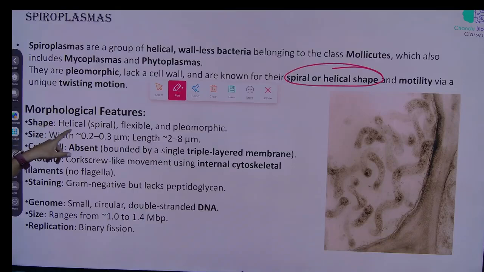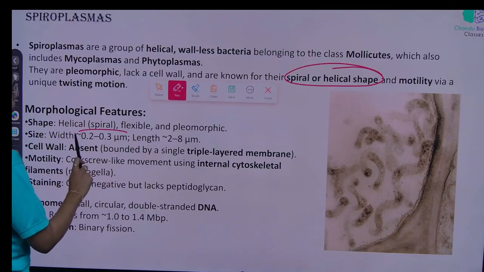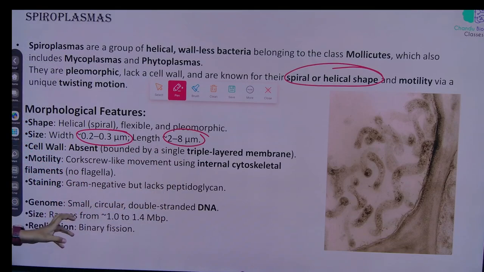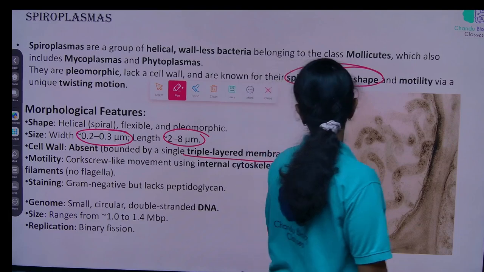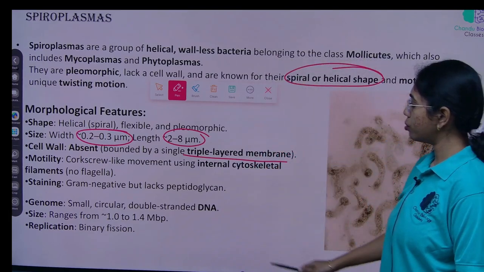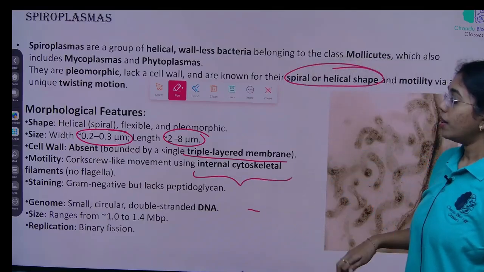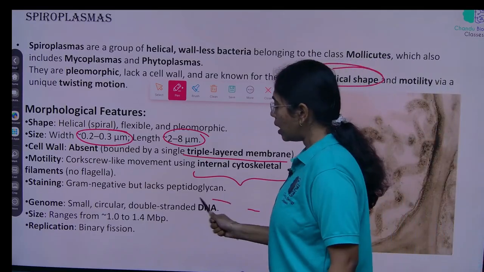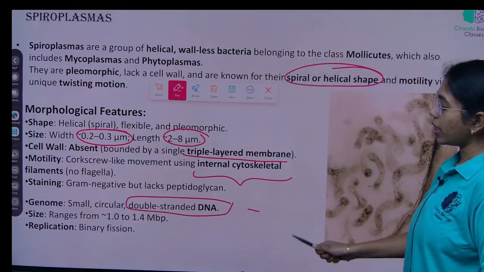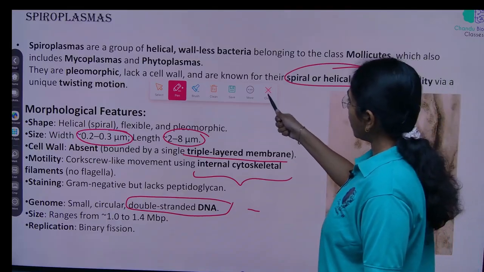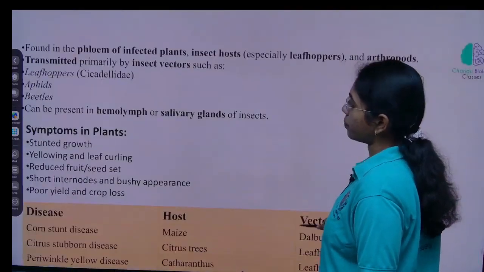Morphological features: shape is helical, flexible or pleomorphic, width is 0.2 to 0.3 micrometers, length is 2 to 8 micrometers. Cell wall is completely absent. It has a single 3-layered membrane, and corkscrew-like movement is shown, using internal cytoskeleton filaments. No flagella are present. Genome is small circular double stranded DNA. Replication is majorly by binary fission.